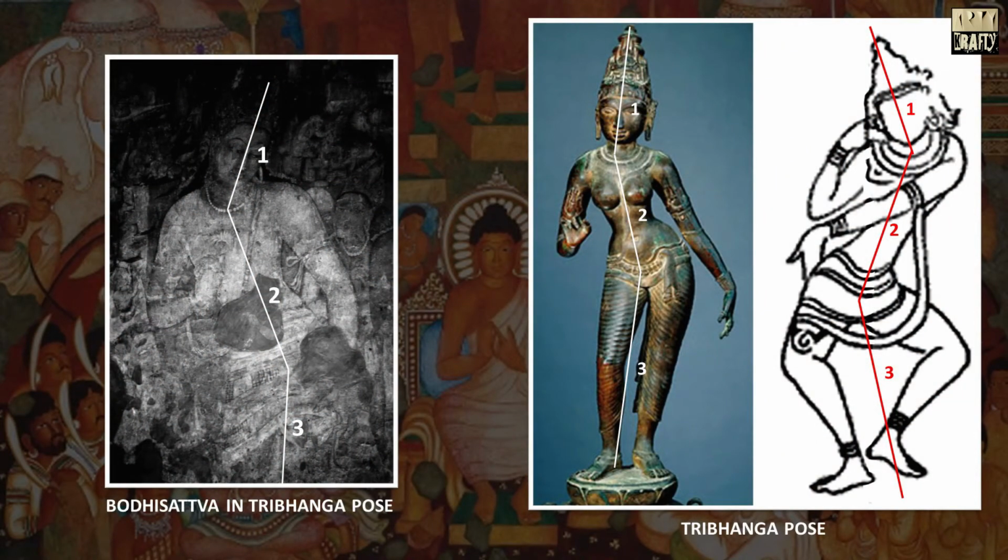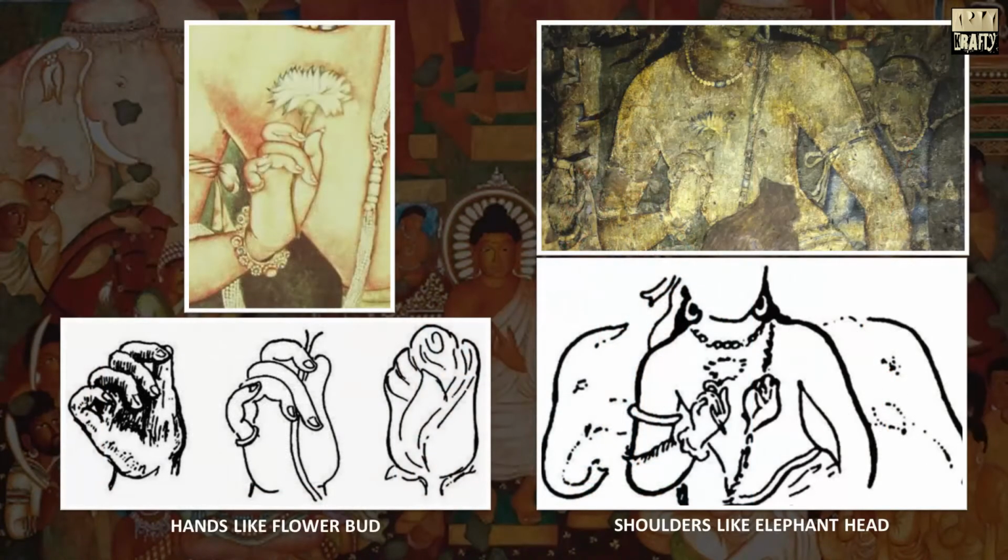These two pictures show the Tribhanga pose of Bodhisattva. It can be clearly seen that the hands are like flower buds and the shoulders are like an elephant's head.